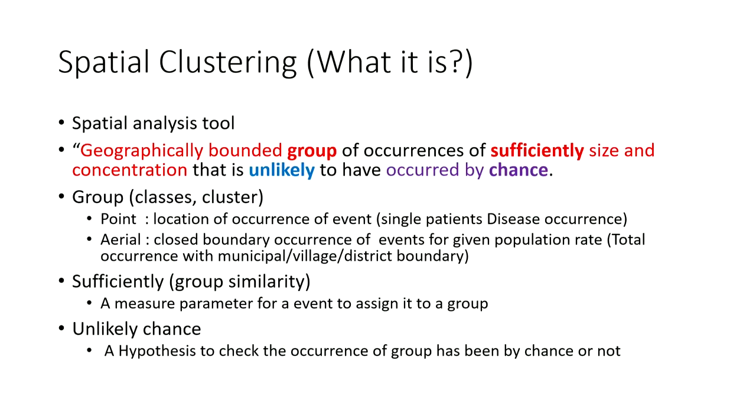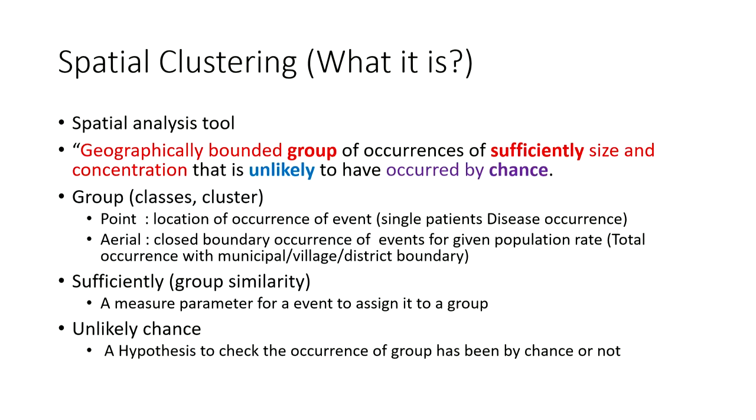So let's now come to the formal definition of spatial clustering. Whenever we say spatial clustering, it means our job is to find a group of occurrences of events, and this group has to be of sufficient size.